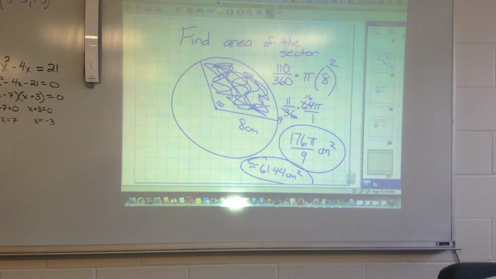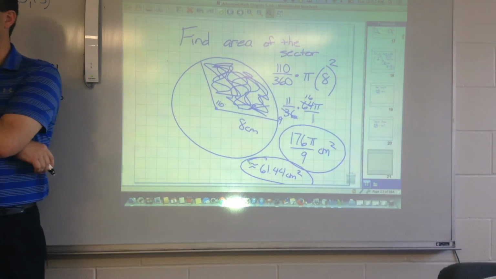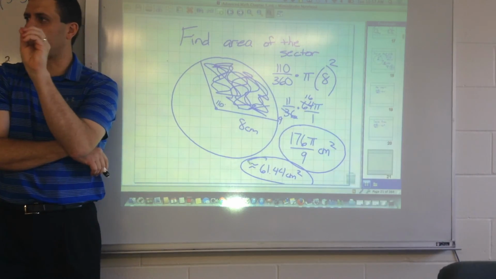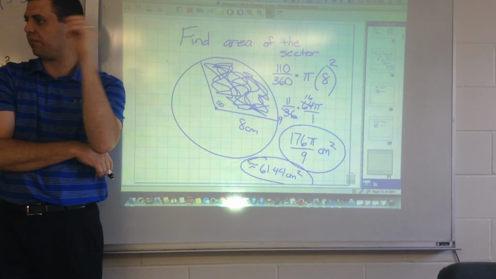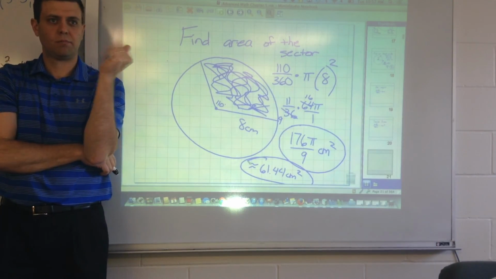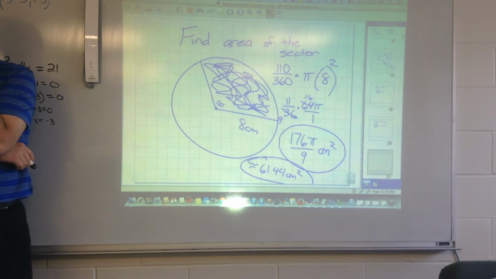Okay? So, arc length and area of sector, pretty easy. Take the fraction of the circle times the circumference, or take the fraction of the circle times the area. Pretty self-explanatory there? Okay.